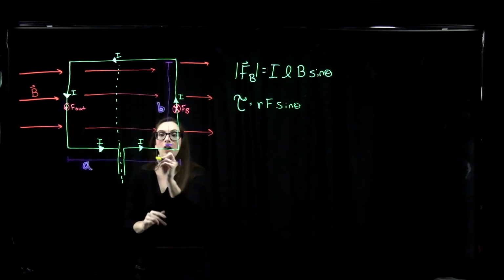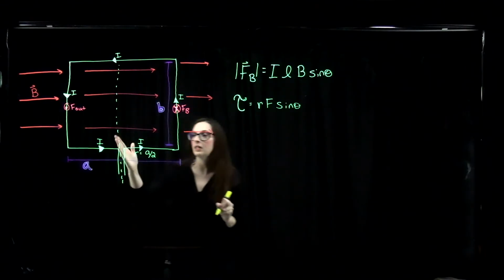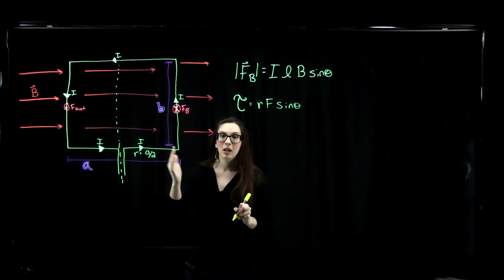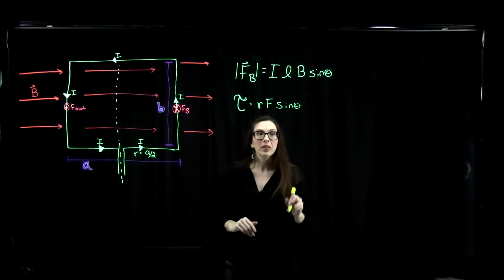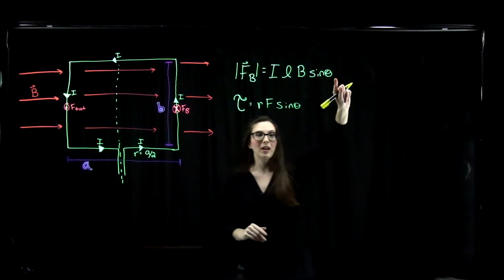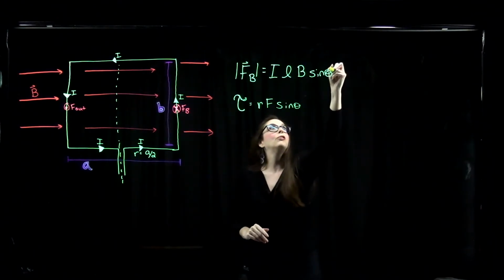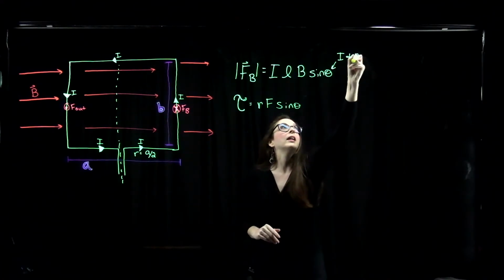So my R is actually A over 2. That's the distance between my rotation axis and where I'm applying the forces on either side. And this angle theta is different than this angle theta. This angle theta here for the force is the angle between the current and the magnetic field.